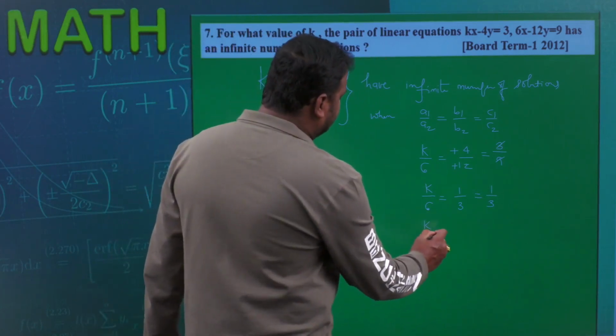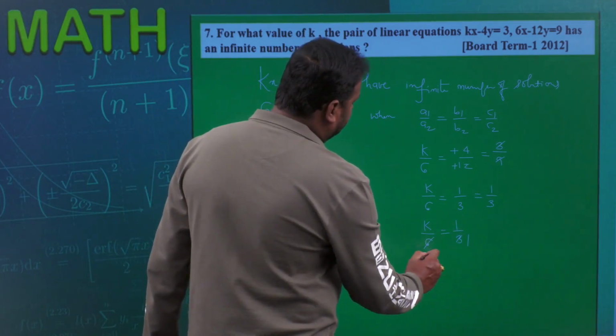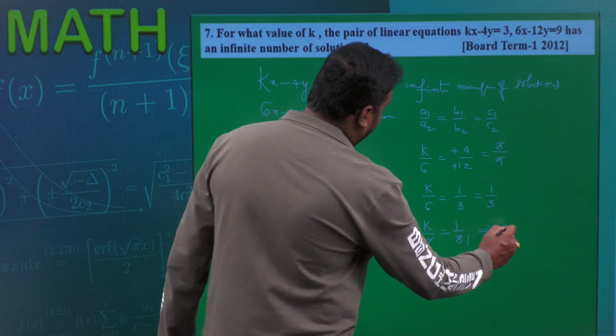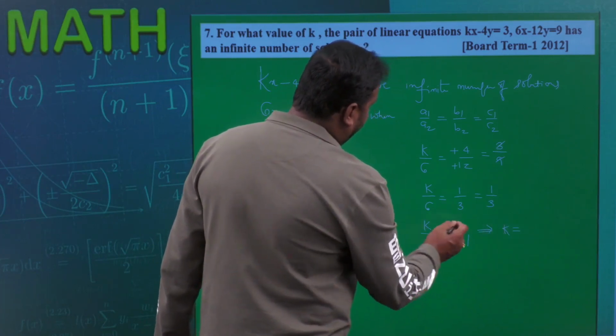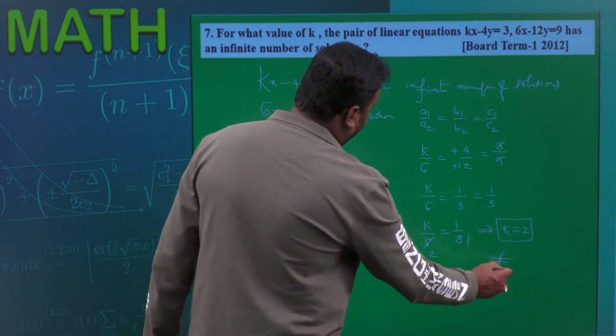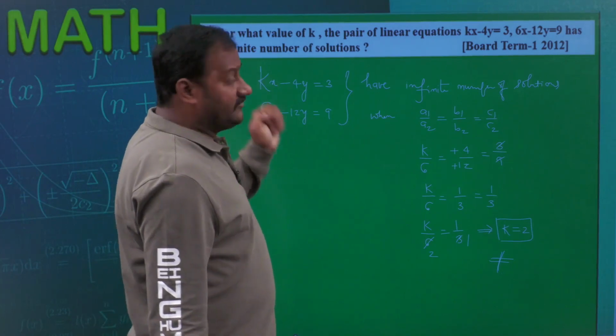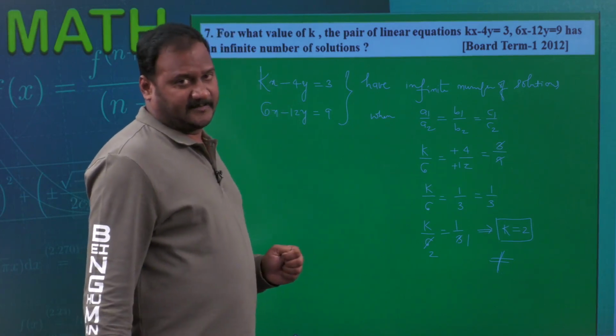So when K by 6 is equal to 1 by 3, 3 2s are 6. By cross multiplication, you get K into 1 equal to K, and 1 into 2 is equal to 2. Therefore, the value of K is going to be 2. For K equal to 2, they have an infinite number of solutions. Understand?